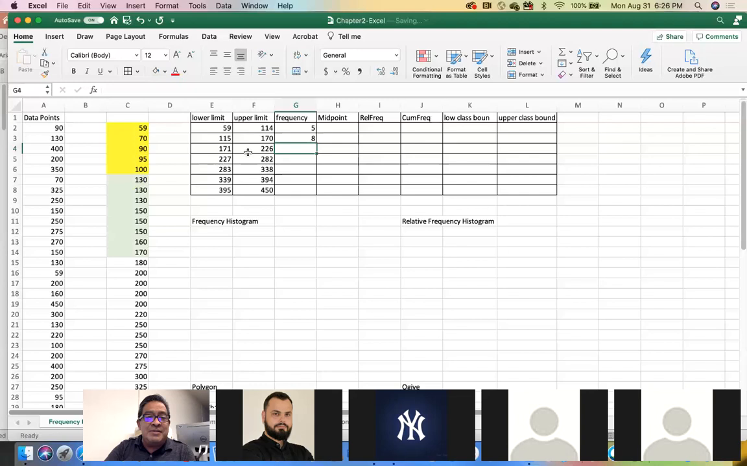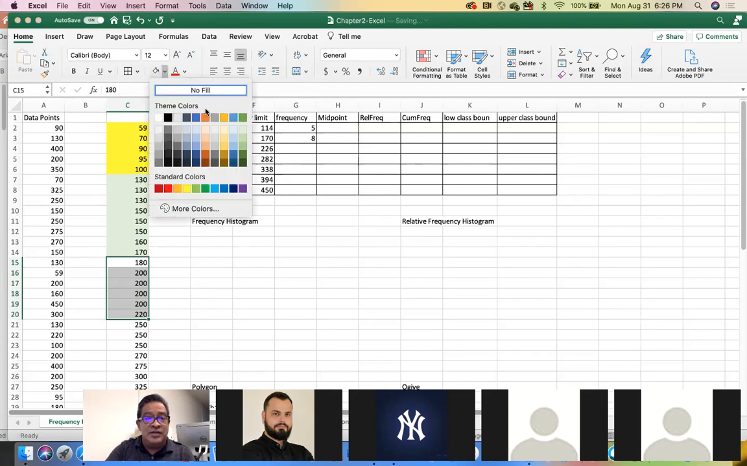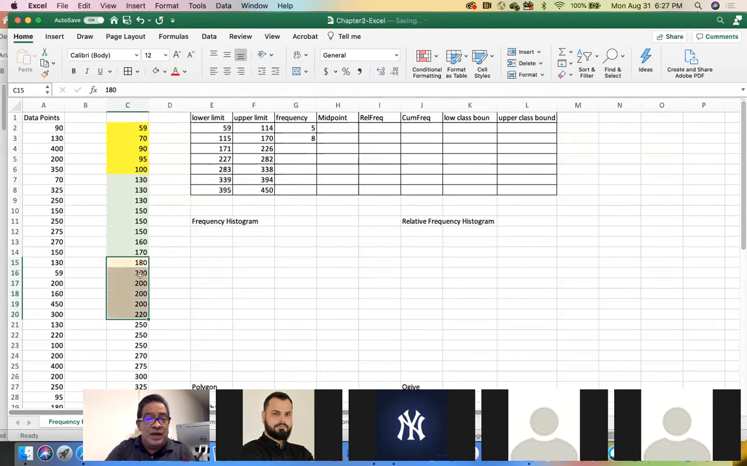From 171 to 226, I have 1, 2, 3, 4, 5, and 6. 226 is still part of this. I'm going to use another light color. So I have 6. For the next class, I have 1, 2, 3, 4. So these are within the ranges I want.